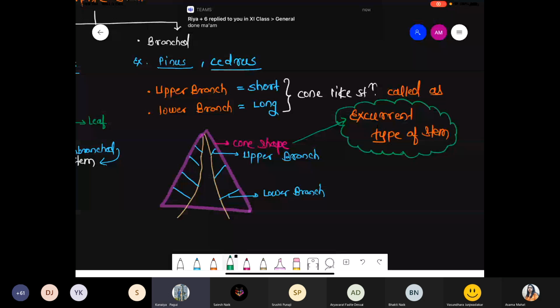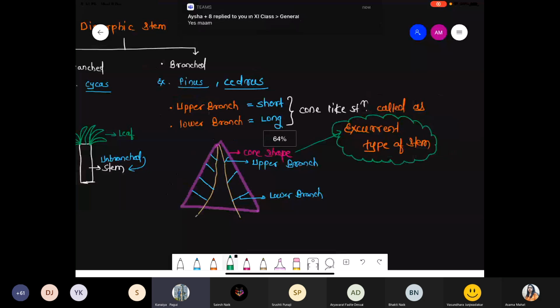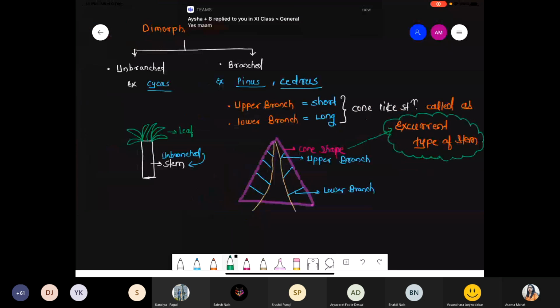So similarly, when we are talking about the unbranched, that is in case of the cycas. So in case of cycas, what happened? Simple one stem is present, no branching, right? Unbranched cycas. So such kind of stem, such kind of arrangement, these are called as caudex type of stem.